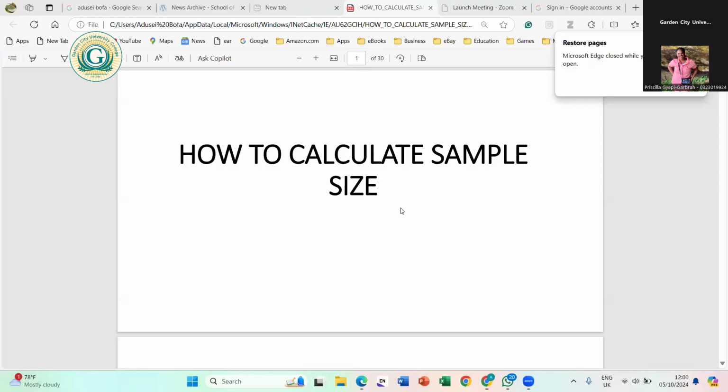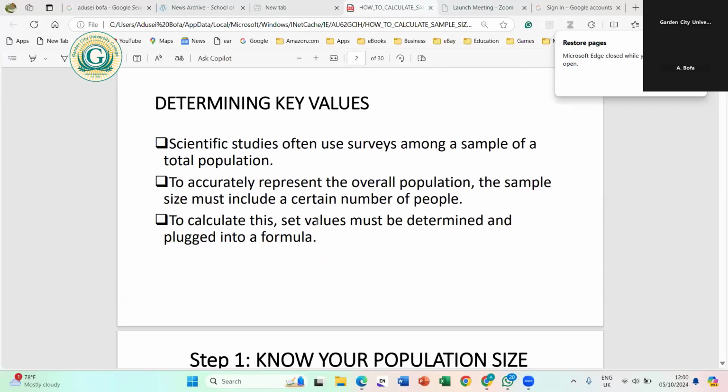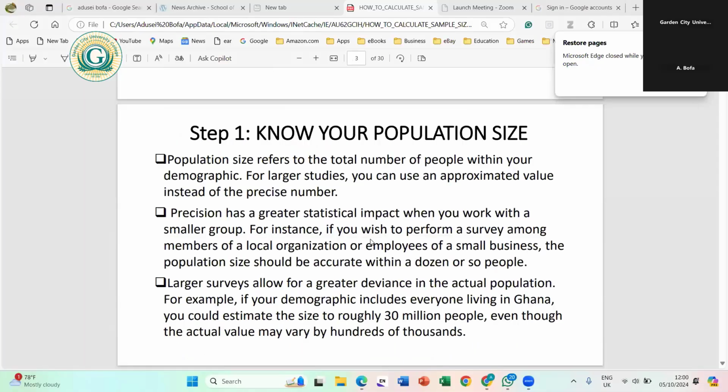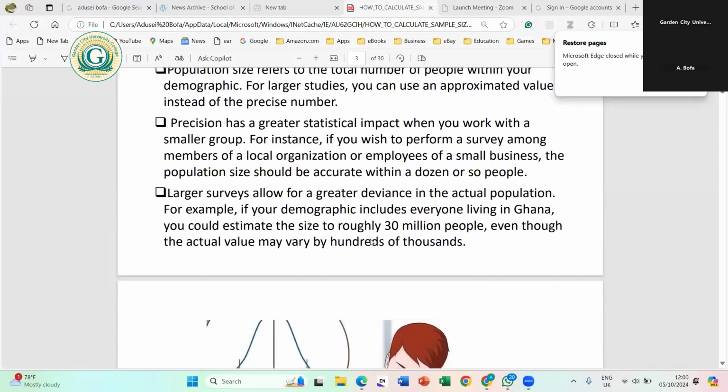Since we've learned some sampling techniques last time, we are going to learn how to calculate our sample size. I sent this lecture notes for you some time ago, so I'm sure you've gone through these notes. So I'm going to summarize it.